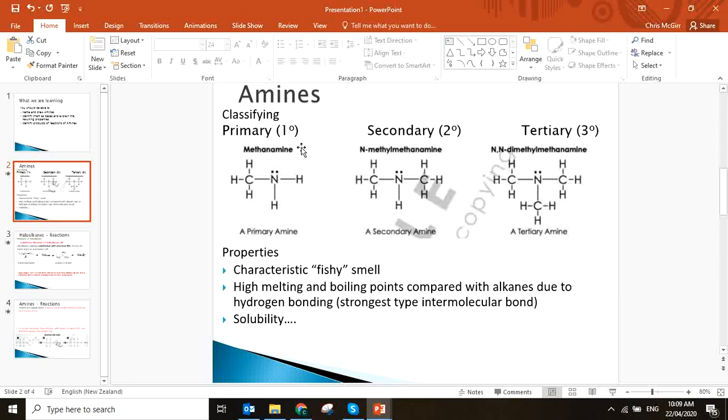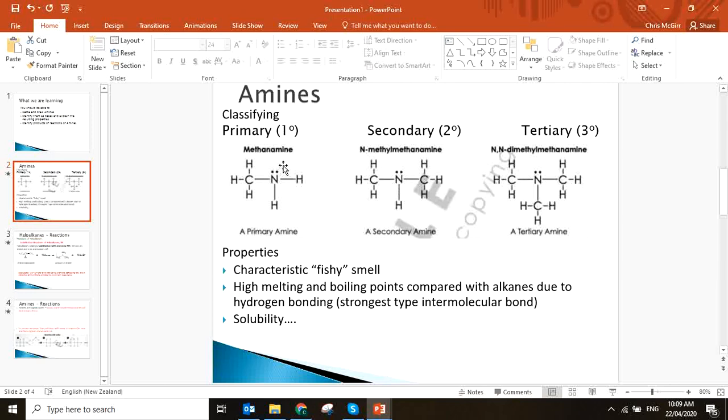We actually only really deal with primary amines at level 3. You will not be asked to name or draw secondary or tertiary amines. The only possibility is if there was a reaction scheme question where you have to do step 1, step 2, step 3, and step 3, let's say, includes formation of an amine. You may have to draw the product for a secondary or tertiary, but you would not have to name it.